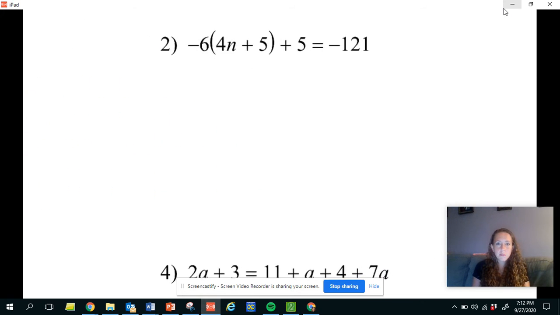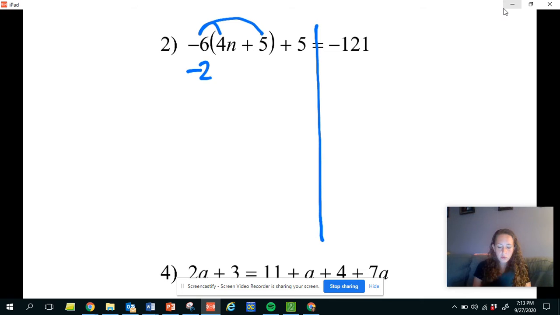With this one, it's the same thing where I want to simplify before I solve. So first thing I'm going to do is distribute. So I'm going to take the -6 and multiply it by everything in the parentheses right after it. So I'll get -24n minus 30, and then I'll just bring down the +5 and the -121.